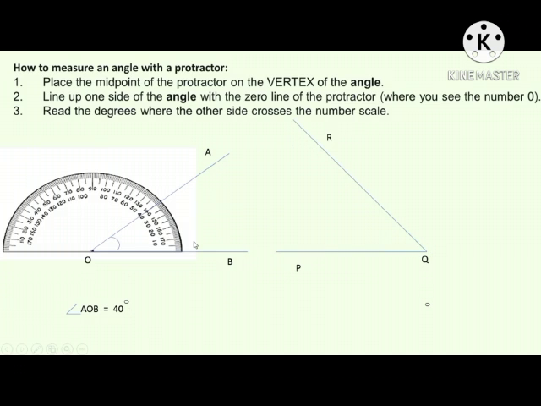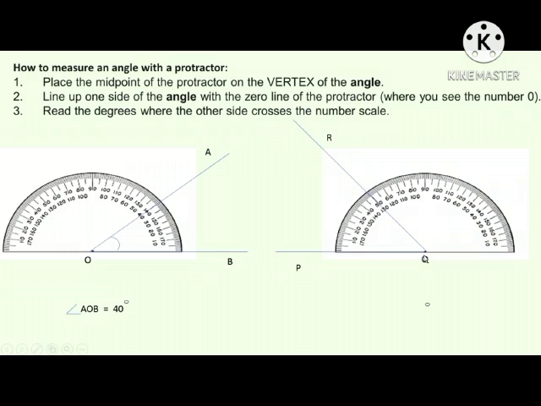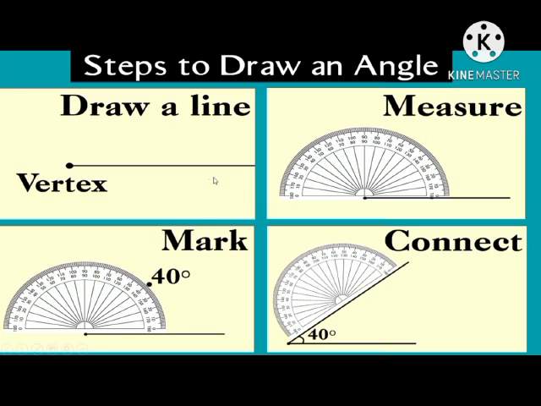Now you can see this angle PQR or RQP. How to measure this? You have to place the protractor center point on vertex Q. Now you have to measure the outer degree, because the angle is facing left side. So angle PQR equals 50 degrees.